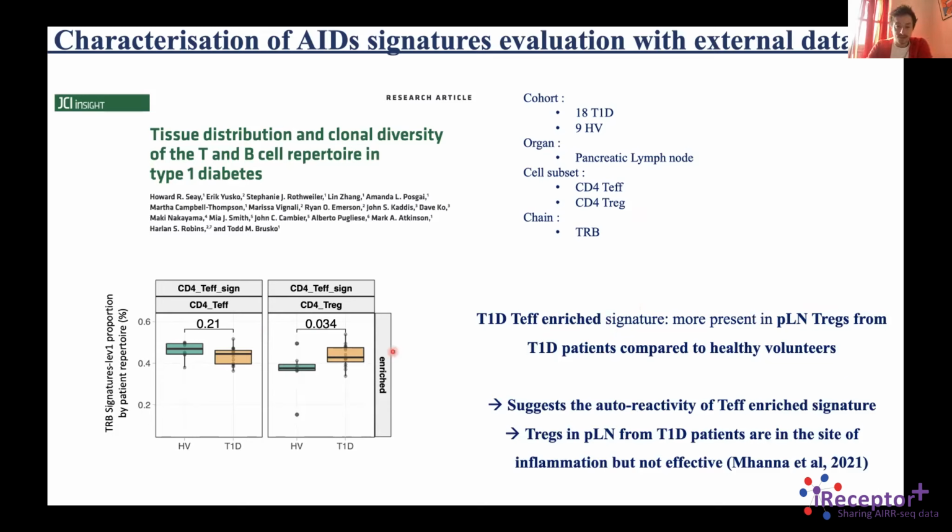So this result suggests that our effector enriched signature is autoreactive. And we also found that in the patient, we have a high proportion of Tregs in the pancreatic lymph node from type 1 diabetes patients. They are at the seat of the inflammation, but they could be not effective due to a lack of interleukin-2.